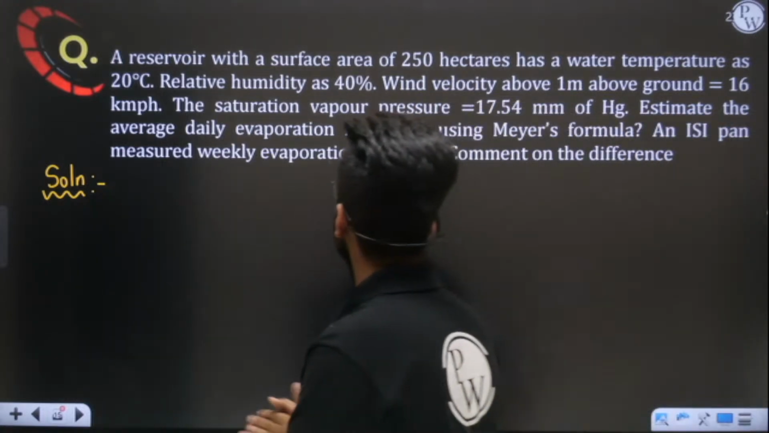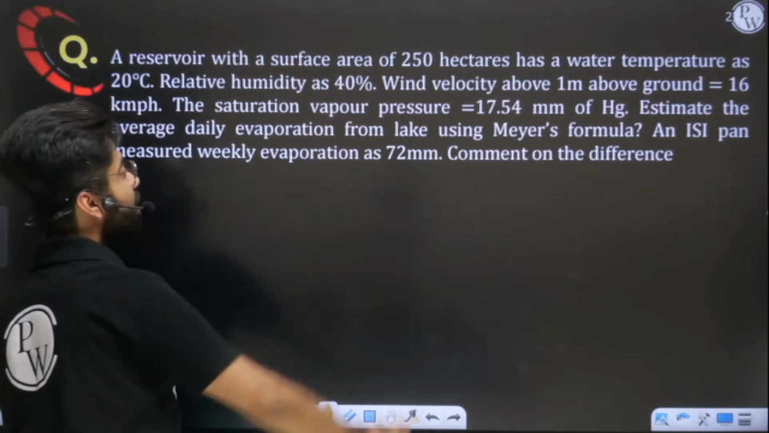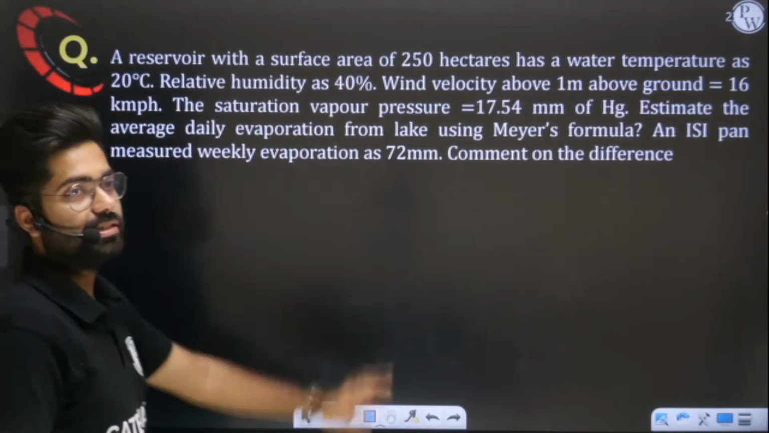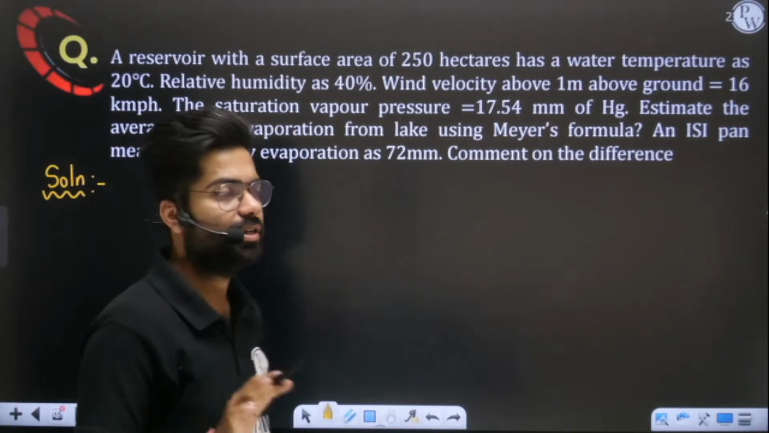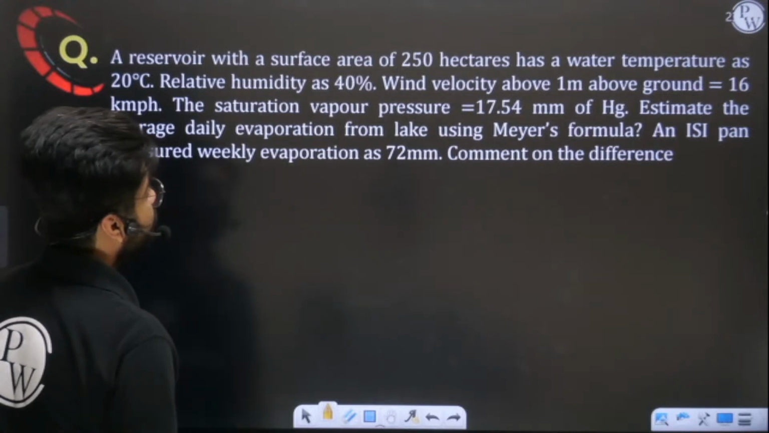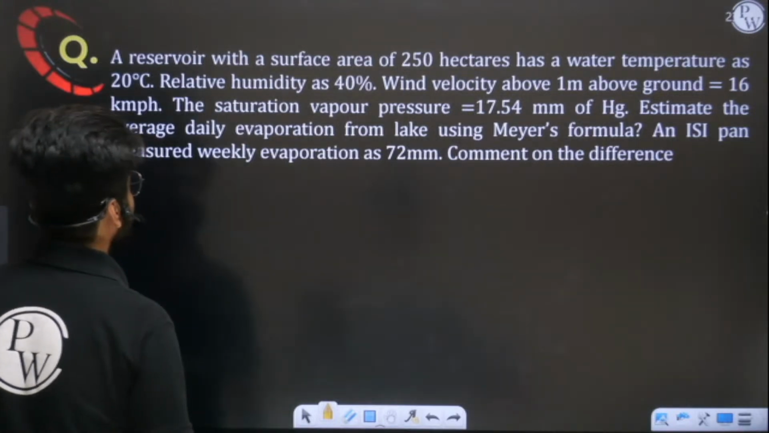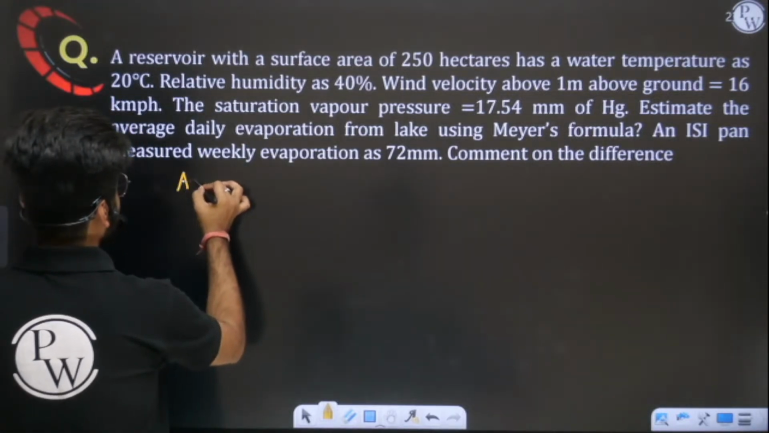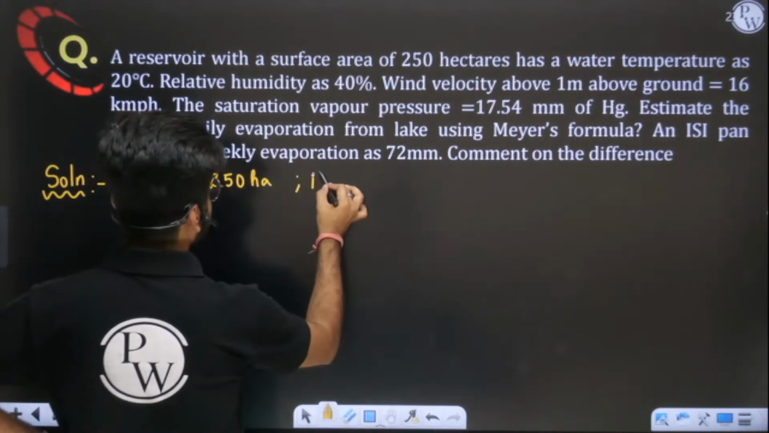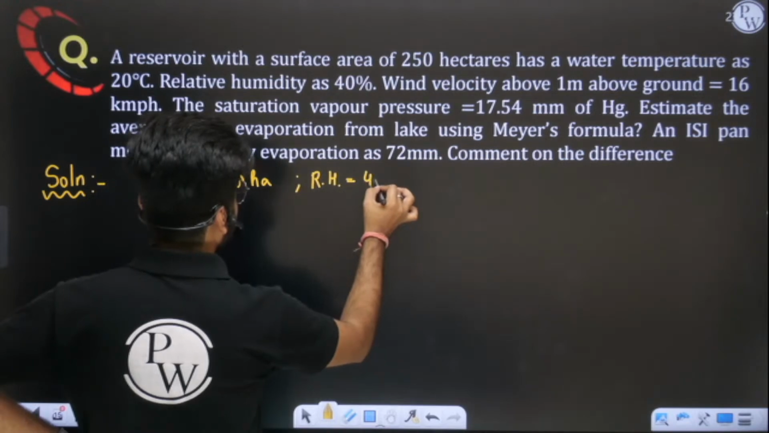And the surface area of this reservoir is given as 250 hectares, and water temperature is 20 degrees Celsius. So I hope this thing is clear. Relative humidity is 40%. Wind velocity above. So let me write down all the things which are given to me. Area is 250 hectares. Relative humidity is 40%.